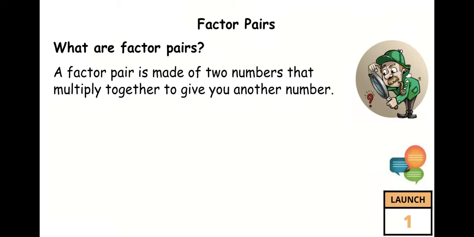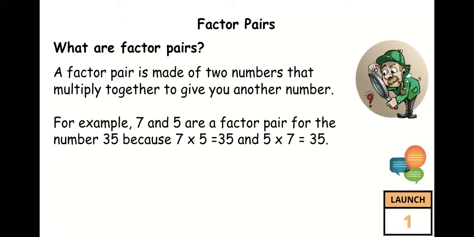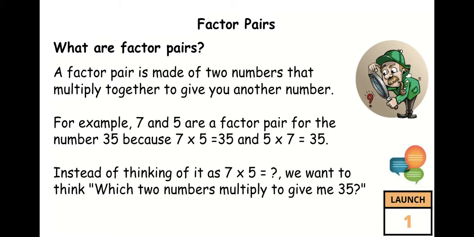A factor pair is made of two numbers, that's the meaning of the word pair, two, that multiply together to give you another number. For example, 7 and 5 are a factor pair for the number 35 because 7 times 5 equals 35 and 5 times 7 equals 35.